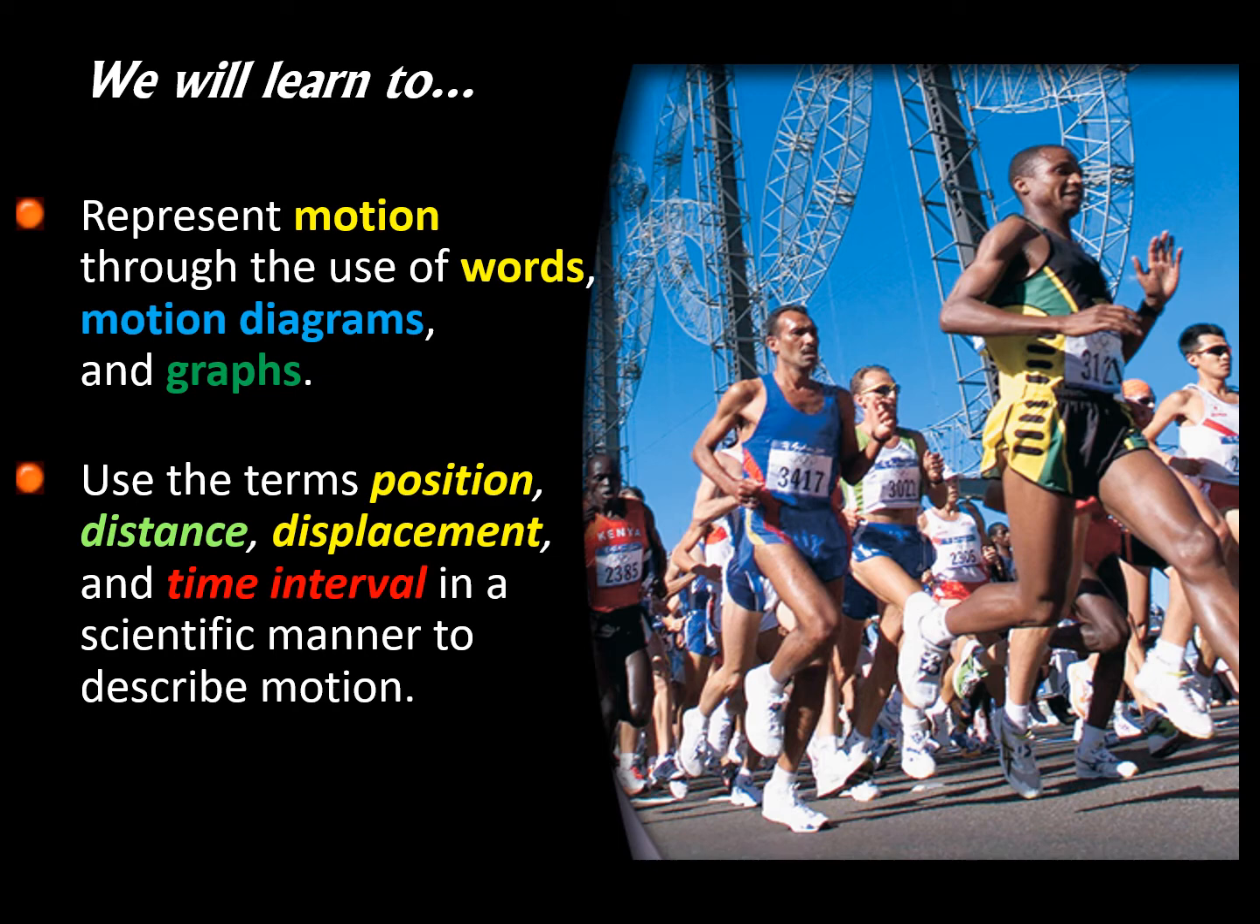What we're going to start off with is the way that we talk about motion and the words that we use in science. So when we talk about motion, we sometimes do it with words. Sometimes we use motion diagrams, which are little pictures showing objects and where they're located, and we use graphs. We're going to need to use certain terms, not just any word you want, like position, distance, and displacement, and time interval in a scientific manner to describe motion.